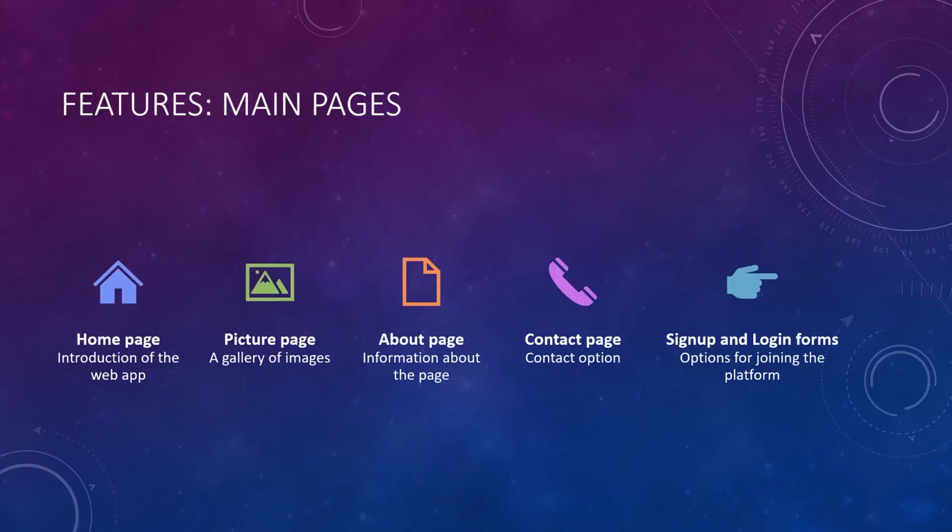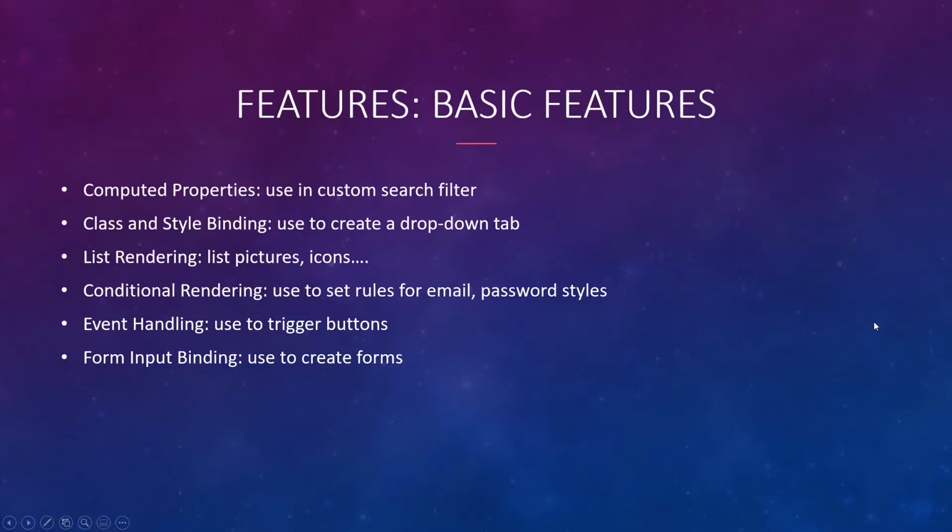So next are the features of the product. Here I will introduce you to the main pages of my project. So the web application has a home page, which is an introduction of the web app. The picture page is a gallery of images. The about page is the information about the page. The contact page is for contacting options. The sign up and login forms are the options for joining the platform.